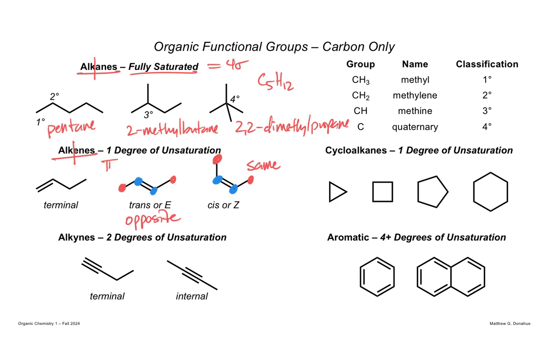And now keep in mind that with the alkene, even though they have the same molecular formula, they're constitutional isomers, these things do not interconvert because there's restricted rotation.